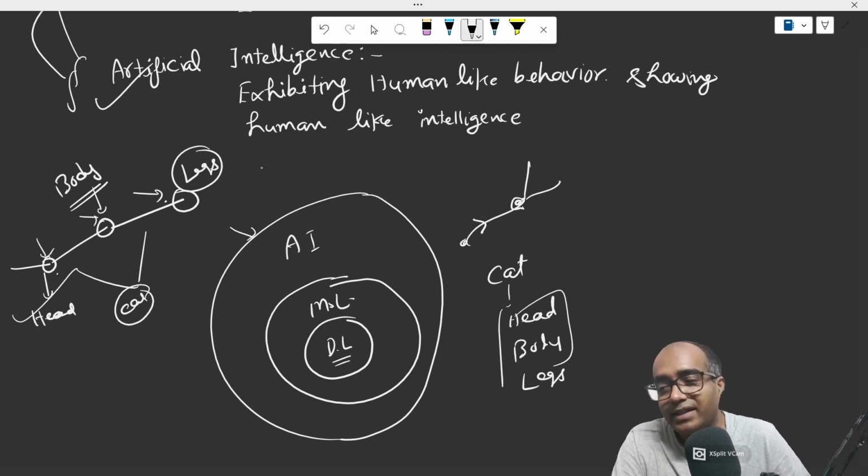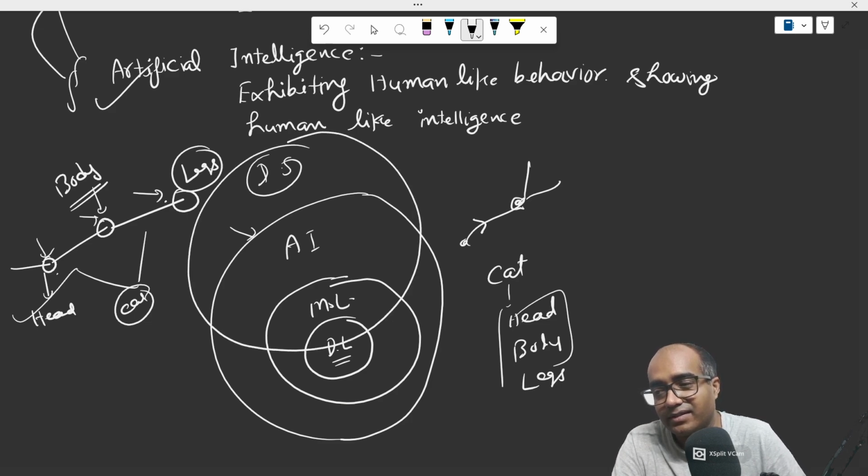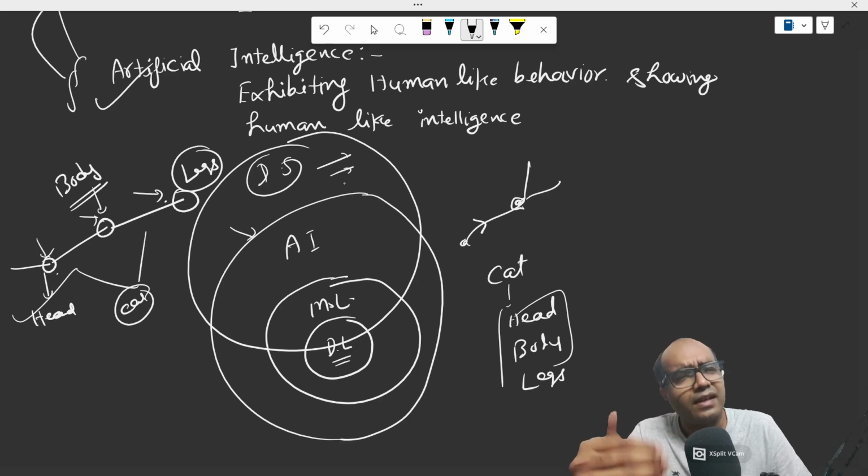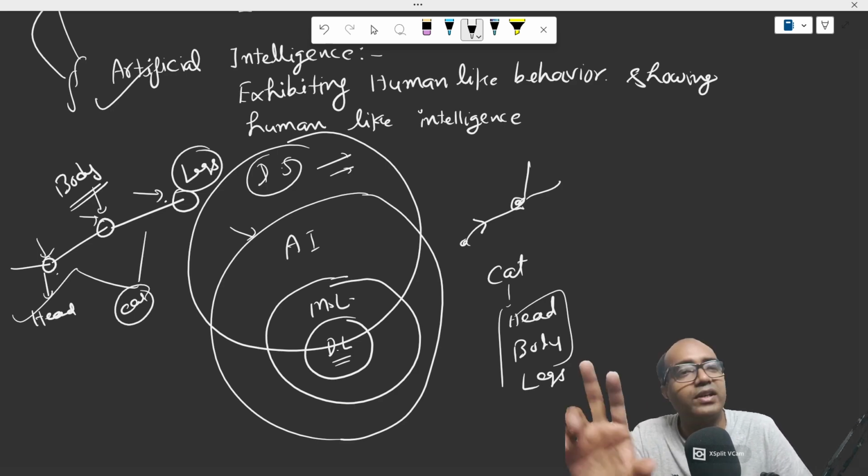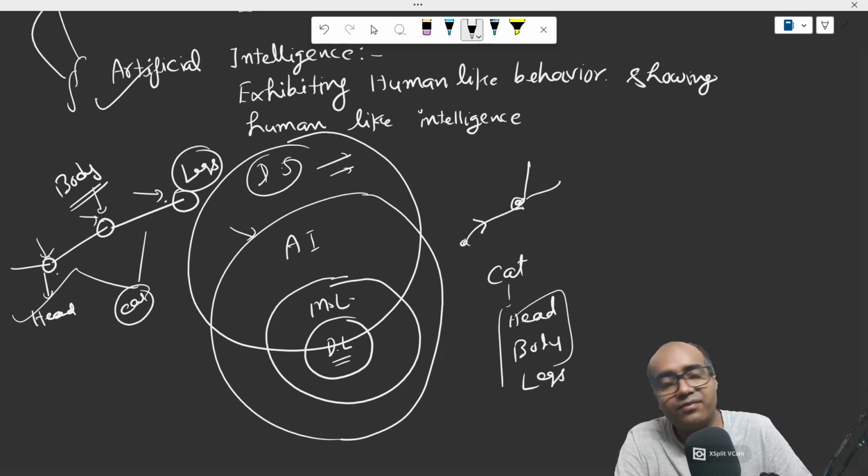Where does data science lie? Data science lies something like this. It intersects all of these. Apart from AI, ML, DL, which it intersects, many other techniques related to data refining are part of data science. So with this Venn diagram, you might have understood what is data science, what is AI, what is ML, and what is DL.